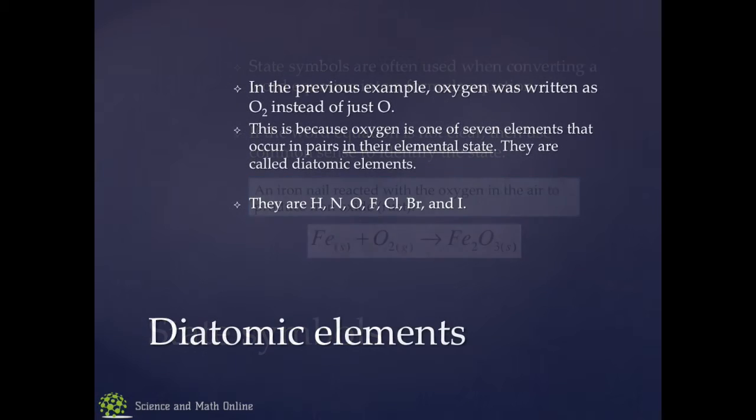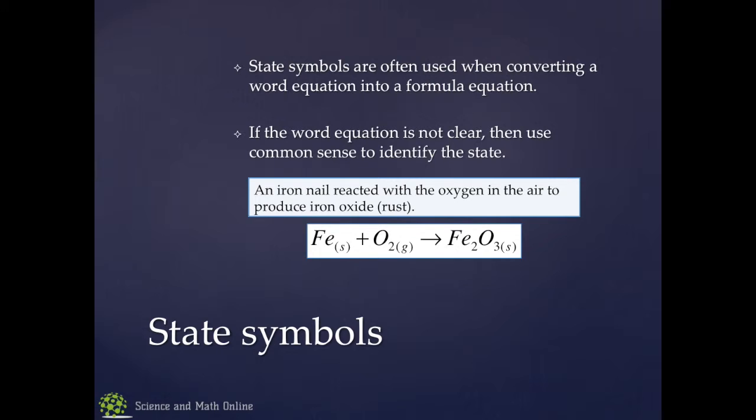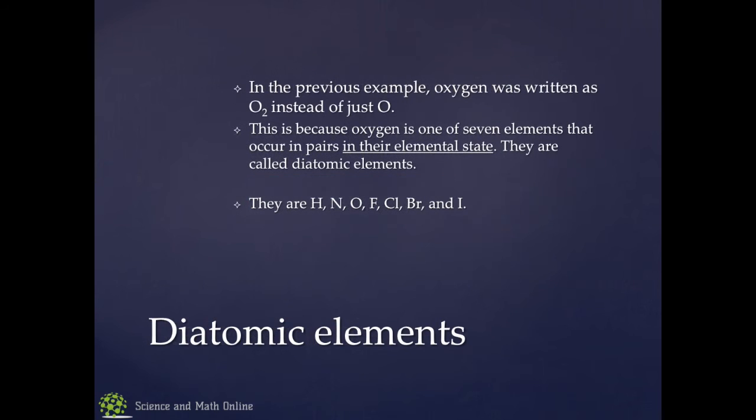All right, the other big thing that we need to talk about in terms of dealing with reaction basics is what we call diatomic elements. So notice that in this previous example, I've got O2 written in the formula. It's not O. I just said it was oxygen. Why is it not O? Well, that's because oxygen is what we call a diatomic element, meaning that in their elemental state, they always come in pairs. Hence, di, meaning two, atomic: diatomic, come in pairs. And there are 7 of them: hydrogen, nitrogen, oxygen, fluorine, chlorine, bromine, and iodine.